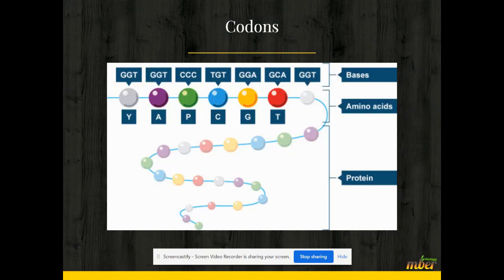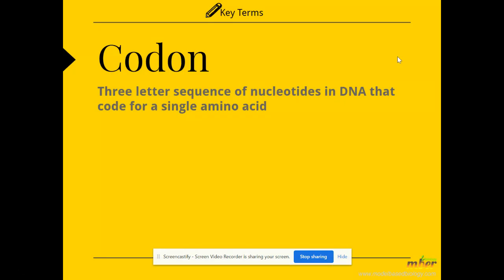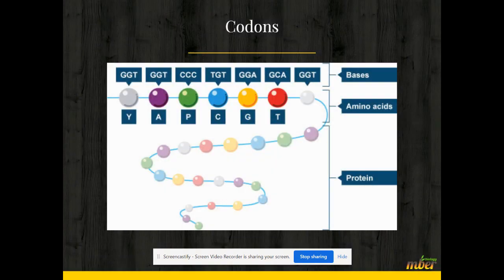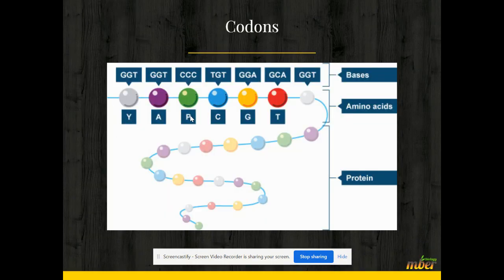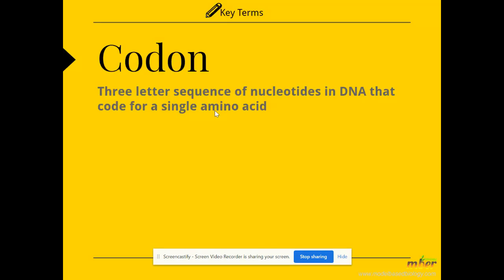Say codons. Oh, look at that. See, we have our 3 DNA bases that are coding for 1 amino acid. And what does this word codon have to do with it? Let's see. Codon, key term, write it down, is a 3-letter sequence of nucleotides in DNA that codes for a single amino acid. So these 3 DNA bases are called a codon. Those 3 are coding for a single amino acid, which is this one. Okay, remember, pause if you need to.